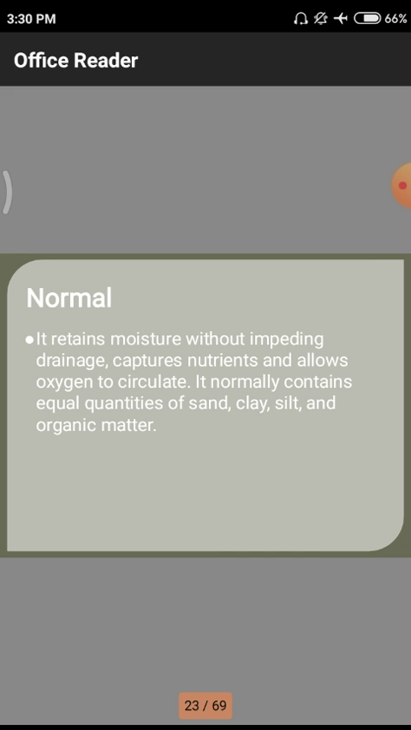Next one we are having normal soil, that means it retains moisture without impeding drainage. Retains means normally if there are any rains or rainy seasons, the water will automatically be staggered on particular soils because of low permeability and less quantity of voids in those soils.